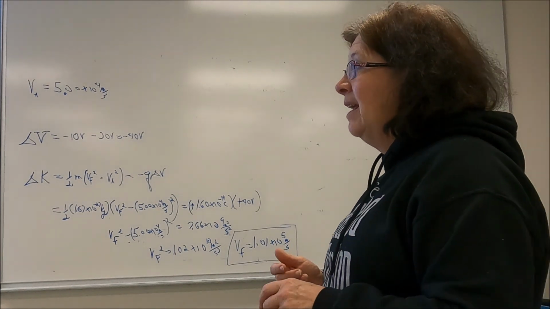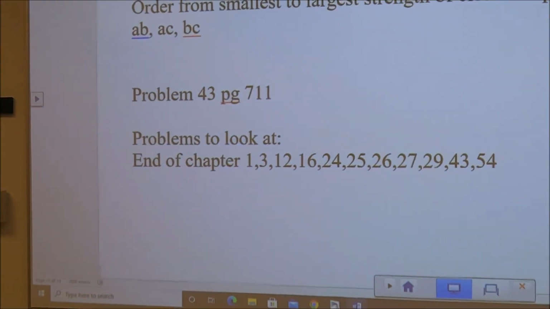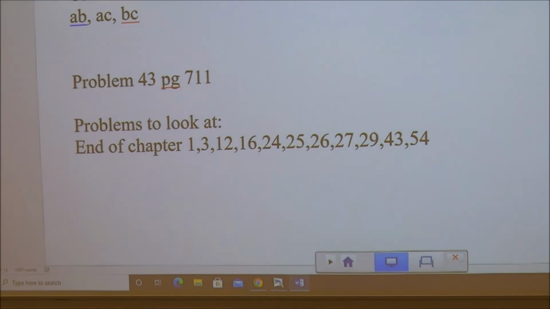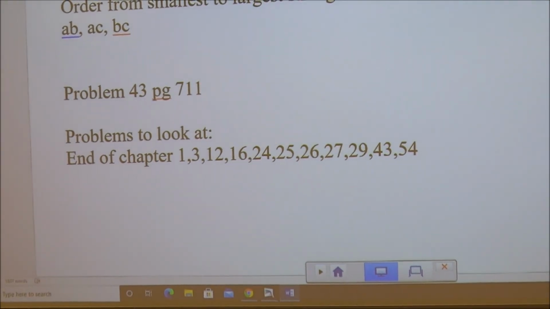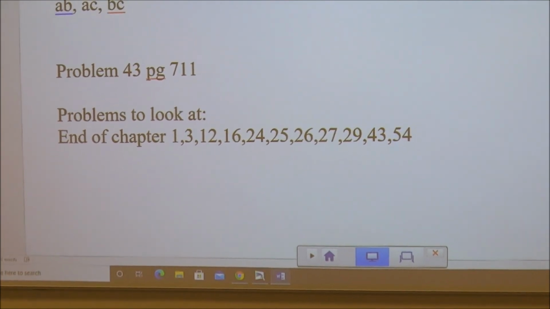Okay, guys, that is the end of the chapter. There are some problems at the end of the chapter that I would highly suggest that you look at. 1, 3, 12, 16, 24, 25, 26, 27, 29, 43, and 54.